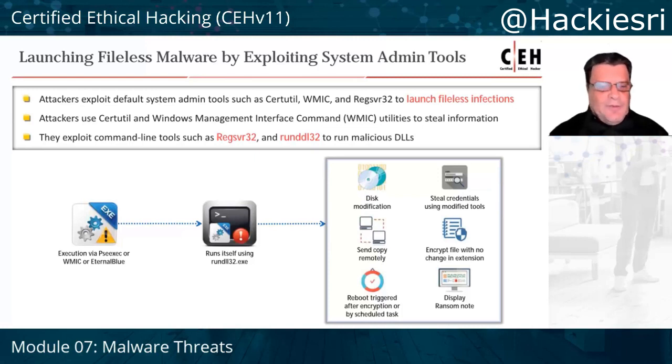Once again, we see in the lower left the execution via PSExec or WMIC or EternalBlue runs itself using rundll32.exe, and then we have the consequences of that, which could be disk modification, stealing credentials using modified tools, sending a copy remotely, rebooting triggered after encryption or by a scheduled task, and also encryption with no change in extensions, and displaying a ransom note. So what we're seeing here is the anatomy of what would be a ransomware attack using this type of exploit.